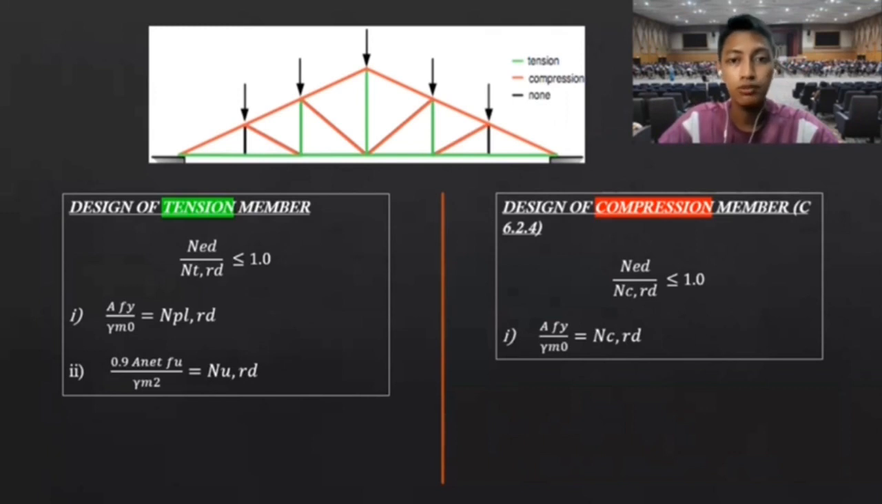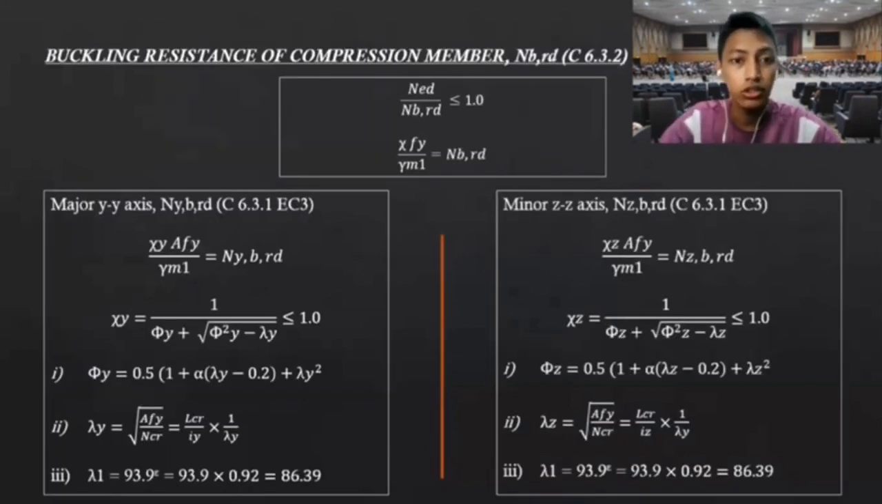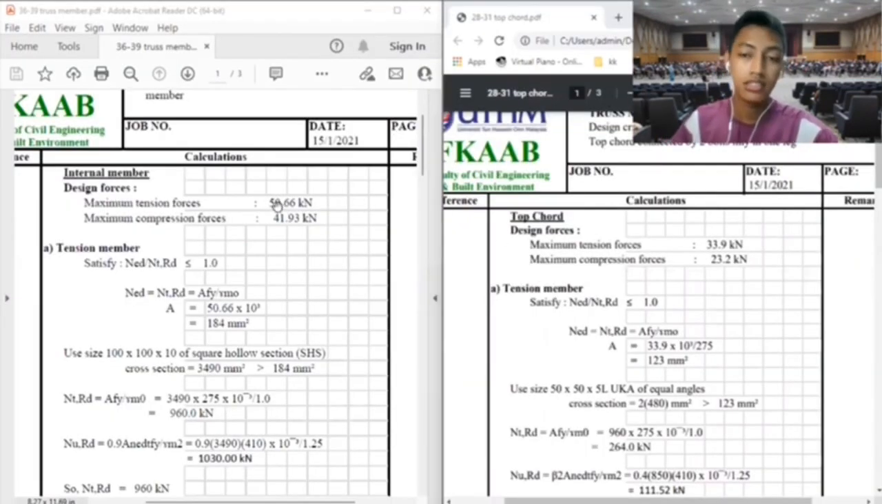The main formula was provided in these two slides, with the design value of these two equations not exceeding 1. The second slide, which is this one, shows the buckling resistance of a compression member, which is N_b,Rd. We can refer to clause 6.3.2. Then we're going to move on to the next example calculation. Next, this is the example calculation: at the left side is the internal member, and at the right side is the top chord. So these are some of the data that were collected from the previous slide.